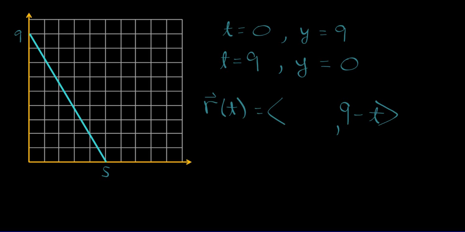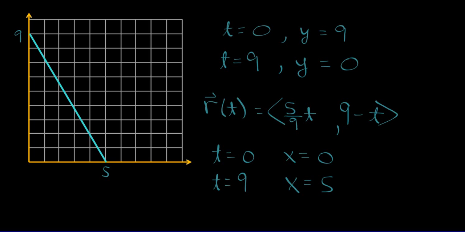Now, what about x? So when t is 0, I want x to be 0. And when t is 9, I want x to be what? 5? Is that something we can make work? What could I put in here? Anything? Look, okay, what if I do 5/9 t? Would that work? That will work, right? And that's all I need.